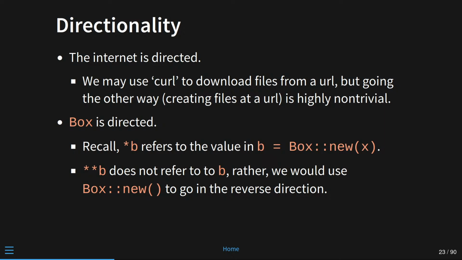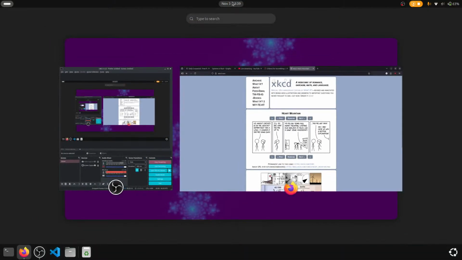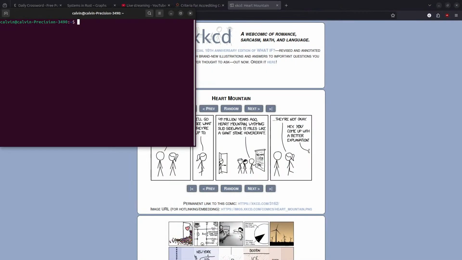So, many of the data structures that we implement in computers, especially when they are heap allocated, when you're using box, are directed graphs. Another thing that is directed is the internet. If I type something into the internet, I can go to that location. If I open my terminal, I can curl xkcd.com.